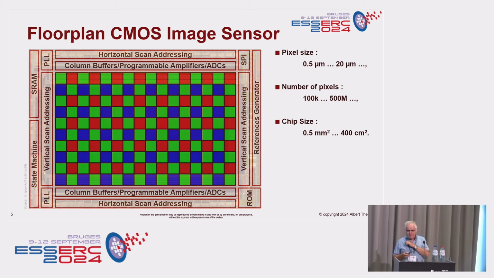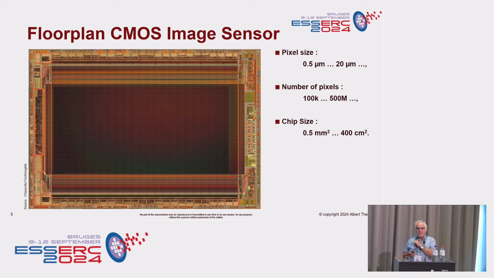And then finally, you have a nice picture over here that shows you all the circuitry. I have to be careful over here. All the circuitry, left, right, top, bottom, around the image sensor. And of course, the central part over here are the pixels. And how does this work?